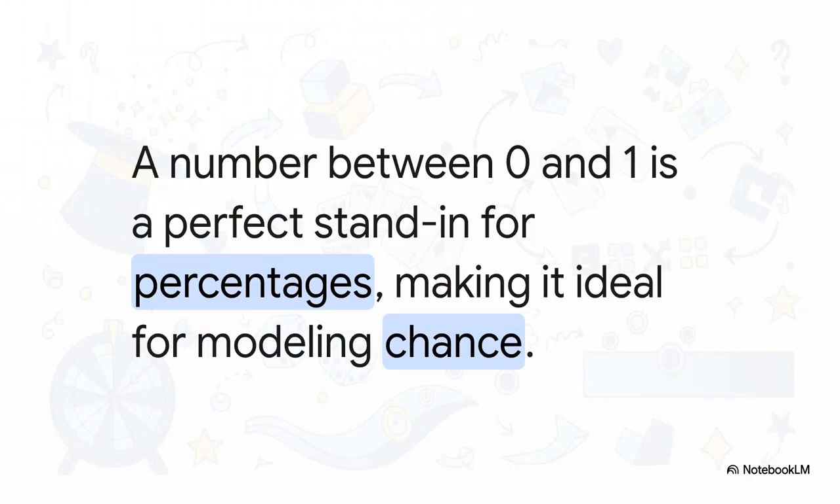So why is a random number between 0 and 1 so powerful? Well, think about it. It's a perfect stand-in for percentages. 0.5 is 50%, 0.85 is 85%. This makes it the absolute best tool for modeling anything based on chance.